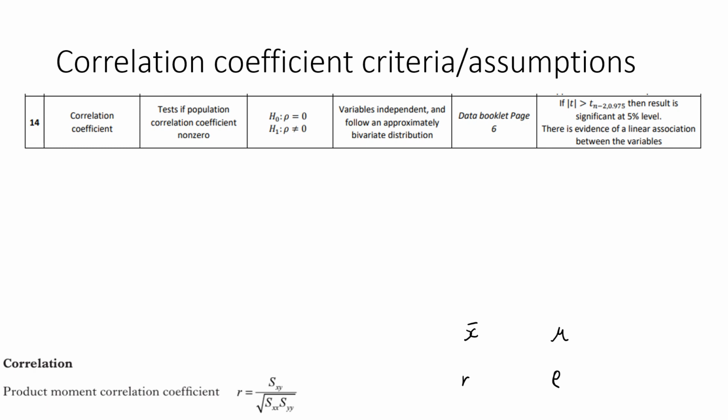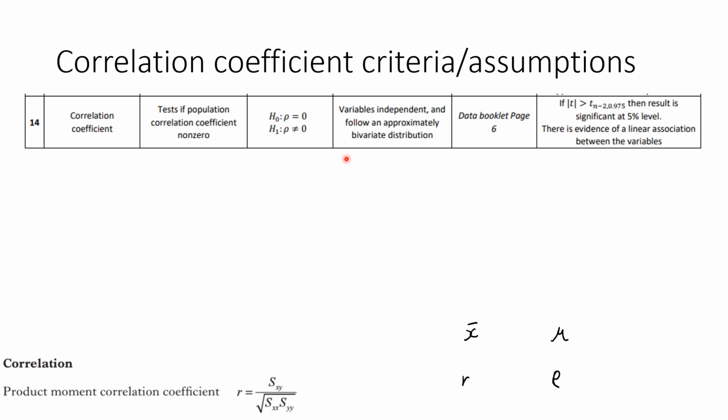So let's recap. What is R? R we calculate using our bivariate data sample, and it shows us if there's a correlation. And what this test does is test whether R is significant enough, based on the sample size and other factors, for us to say there is a linear association.